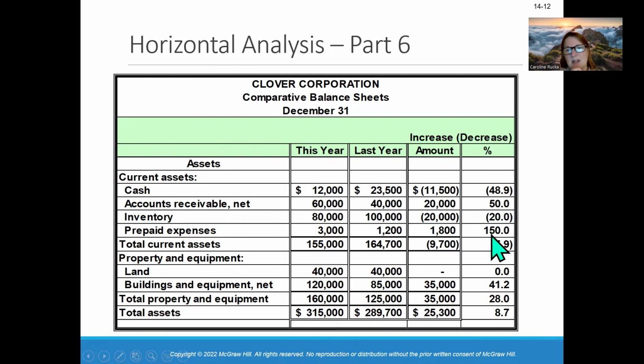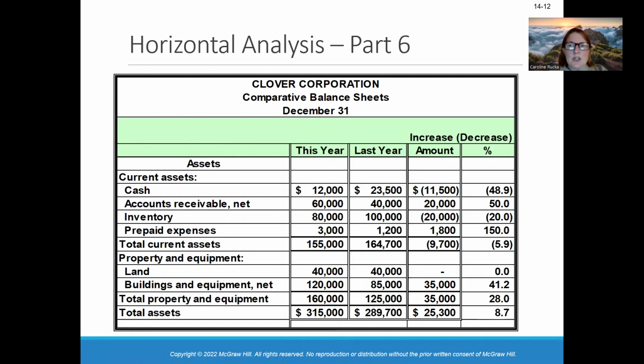Prepaid expenses, 150% more this year. What the heck? We would flag that right away. That's a huge change. Okay, what the heck is going on there? All right. So you can see how when we have the percentages, it's more meaningful than just looking at raw numbers.